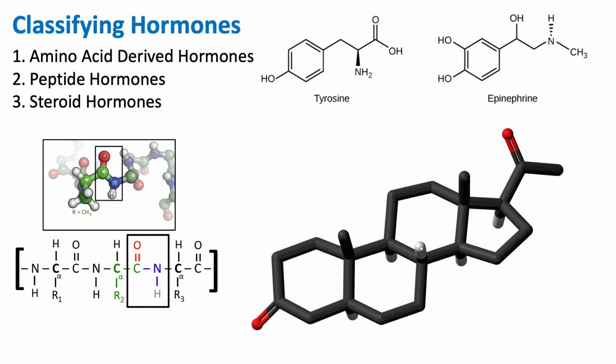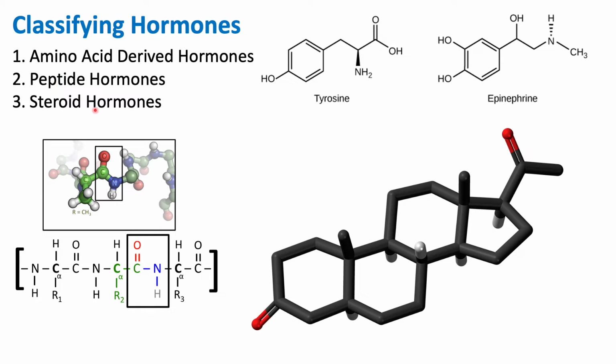This video is just going to give a quick introduction into classifying hormones, and then in later videos we're going to go into detail about each different type of hormone. So to begin, when we're classifying hormones, we have three different types of classifications. We can either have amino acid derived hormones, peptide hormones, or steroid hormones.